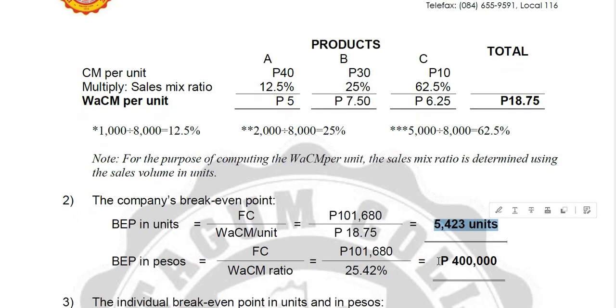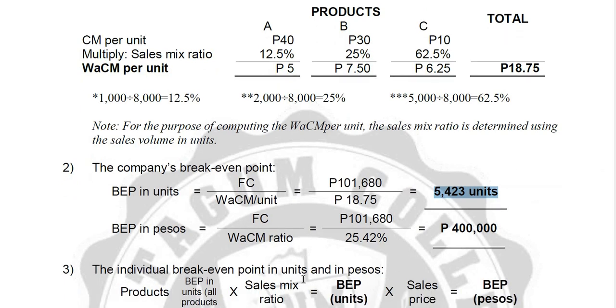So, in terms of peso value, your total sales should be 400,000. If you want to know how many of the 5,423 units should be sold for product A, product B, and product C respectively, let's compute the individual break-even point.